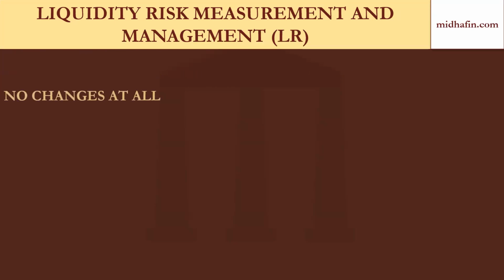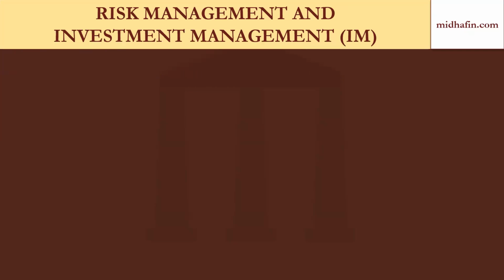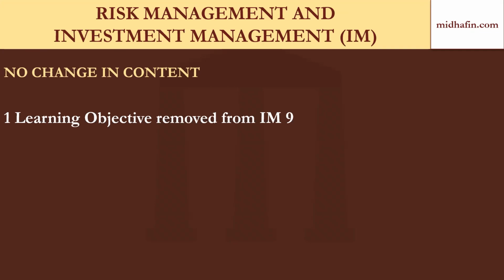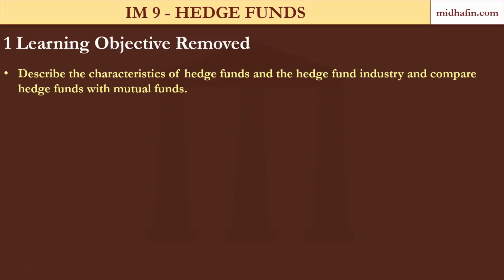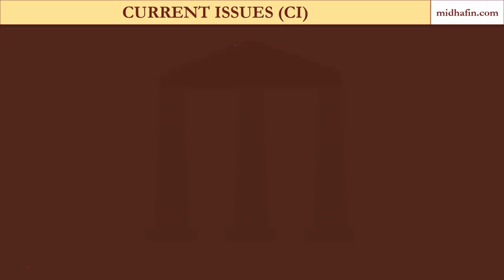That's it. LR, nothing has changed. No modifications in learning objectives, no changes in content at all. Risk management and investment management, again, no change in content. And one learning objective has been removed from the 9th chapter, hedge funds. Which one? The characteristics of hedge funds and the hedge fund industry, and comparison of hedge funds with mutual funds. Because in part 1 also there is a separate section where fund management has been discussed. So that learning objective is already covered.